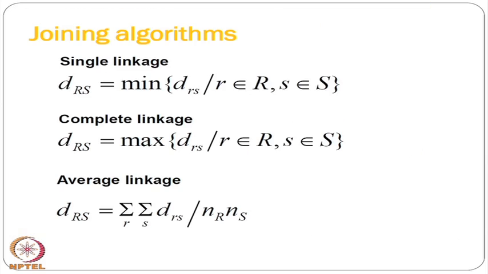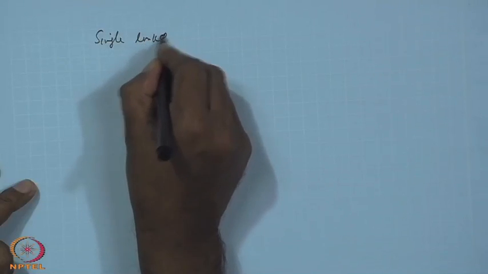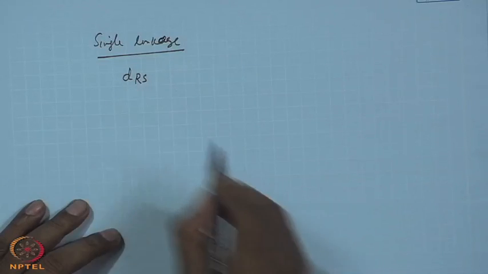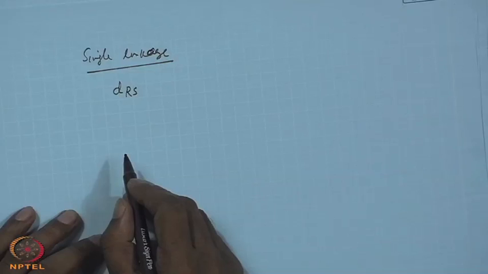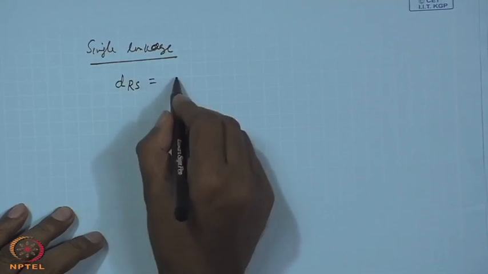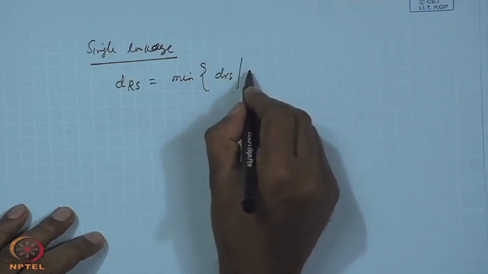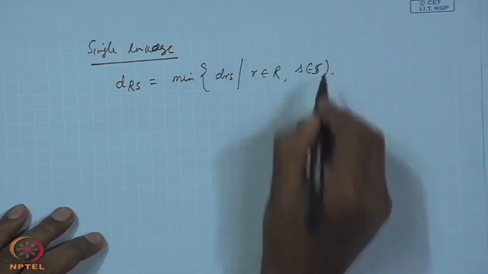So today let us see the mathematical formulation of all those things. When we talk about single linkage, basically we talk about distance between, suppose we are talking about two groups, two clusters R and S, then the distance will be calculated like this: minimum of d_rs, given r belongs to capital R and s belongs to capital S.